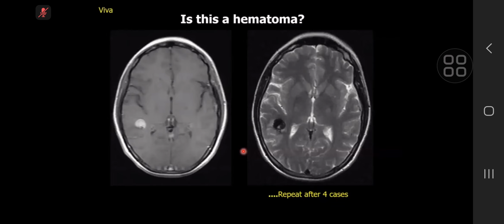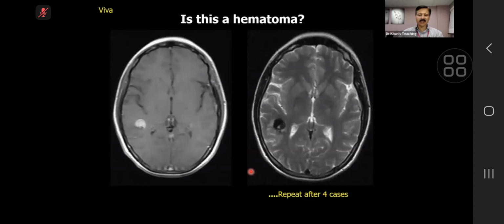This well-defined hematoma is bright on T1 and dark on T2. So this means that this is a subacute hematoma. And subacute hematomas are divided into early and late. Which one is it? This is an early subacute hematoma.